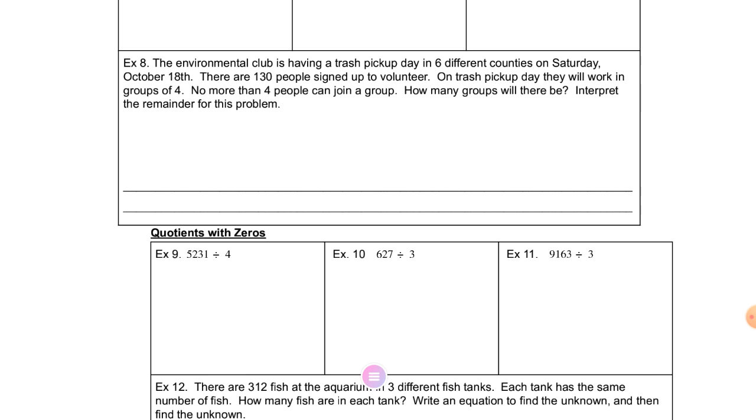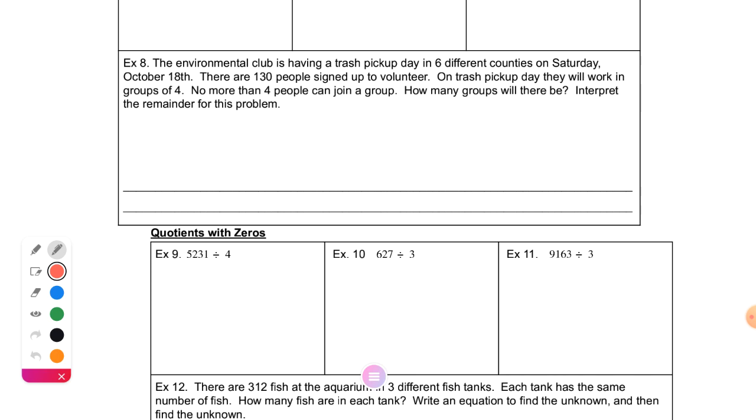We'll start working here instead of me flipping back and forth so I can keep the problem up. First, we know the dividend is always some kind of what? Total. What is a total that I'm working with in this problem, Sophia? What's a total I'm working with in this problem? So that just tells me that there's 6 counties participating in trash pickup day.